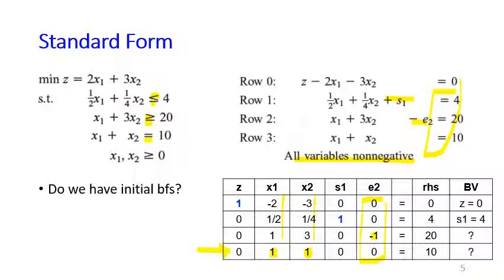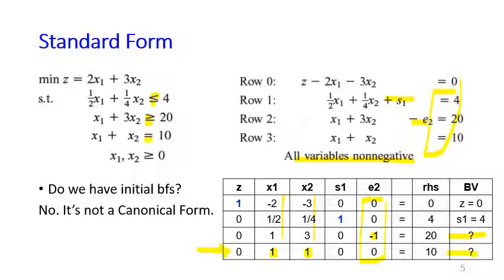So in other words, we do not have the basic variable for row 2, and we do not have a basic variable for row 3 either. So the answer is no, because it is not a canonical form, and we do not have basic variables for row 2 and row 3, such that this form is not an initial BFS.